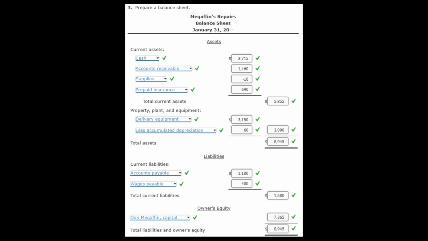Okay, so then I'm going to add my liabilities plus my owner's equity. So 1580 plus 7365. That gives me total liabilities and owner's equity of 8,945. And if you remember from the very beginning, chapter 2, assets equals liabilities plus owner's equity.